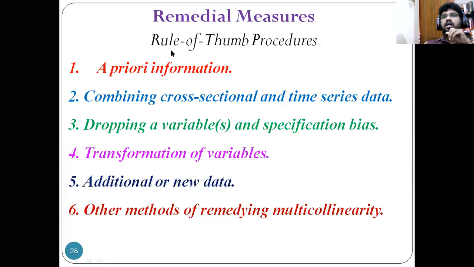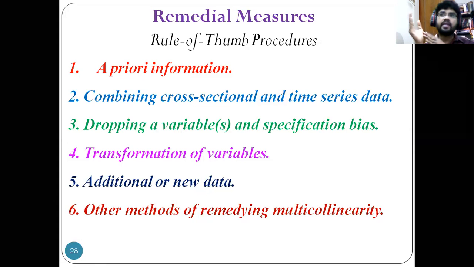So there are rule of thumb procedures. These are some remedial measures by which we can overcome the multicollinearity problem. The first one, a priori information. Nothing but we need to know whether we have followed a certain theoretical background of the model or not. For example, if you take into account demand theory, what does demand theory say? The demand is a function of price and other factors.